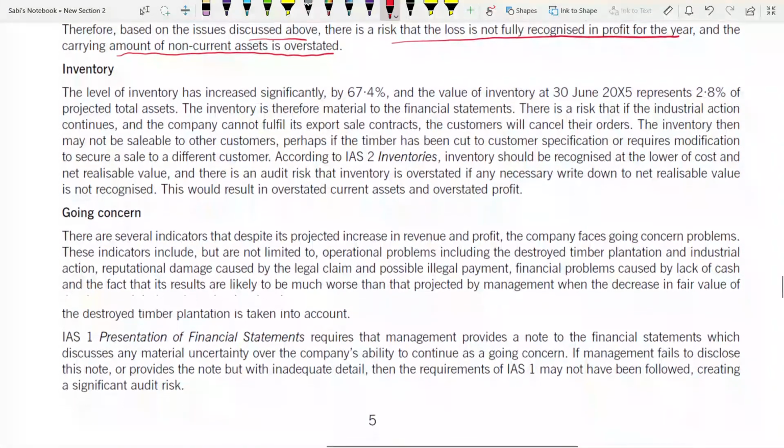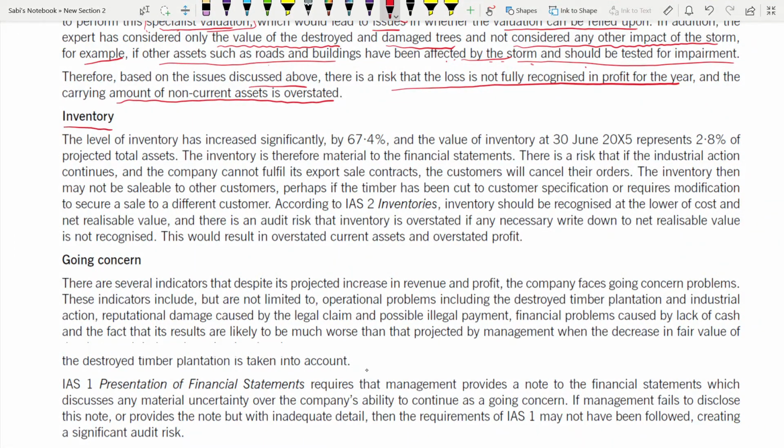Inventory. So basically, when you see the word inventory, it becomes a bit hard. You might be thinking how to link this to the audit risk. That's the skill that you need to adopt. When you see it, you have to be able to identify it and link this to an audit risk. So you start by saying the increase in the inventory is significant, it has increased by this percentage, and the value of the inventory represents 2.8% of the projected total assets. So if you see the next line, when you're talking about audit risk, make sure that you always say material or not material. So this is also material to the financial statements.